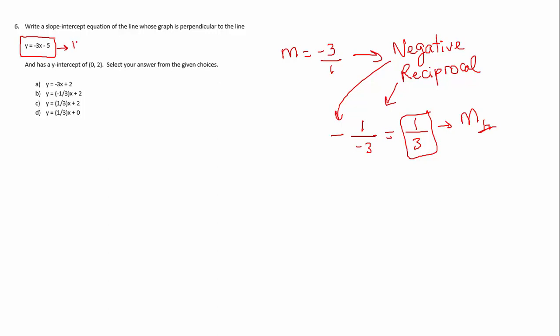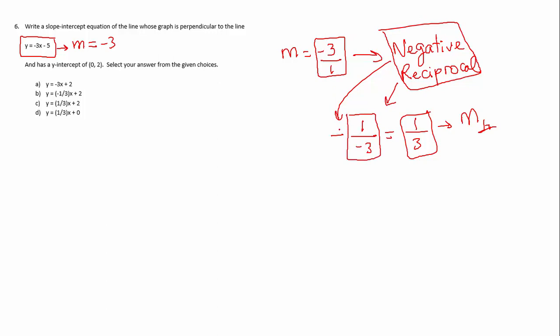We notice that m equals negative 3. We want to find a line perpendicular to this, and therefore we have to find the negative reciprocal of this slope, m equals negative 3. So I can write this as a fraction, negative 3 over 1. First of all, I flip it. I get negative 1 over negative 3, right? If you flip it, you get 1 over negative 3.